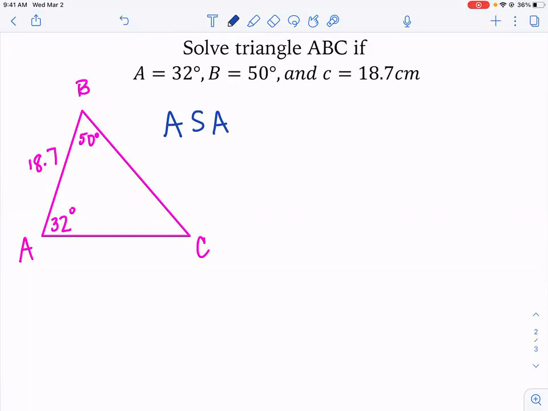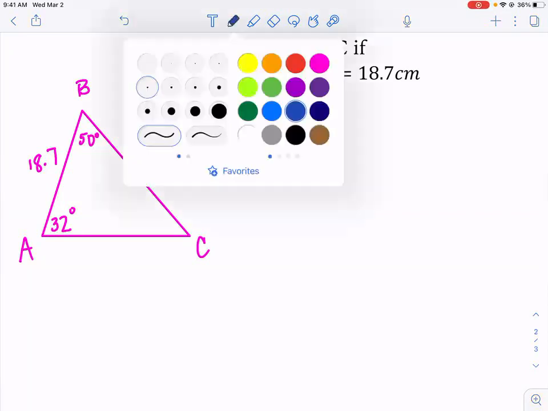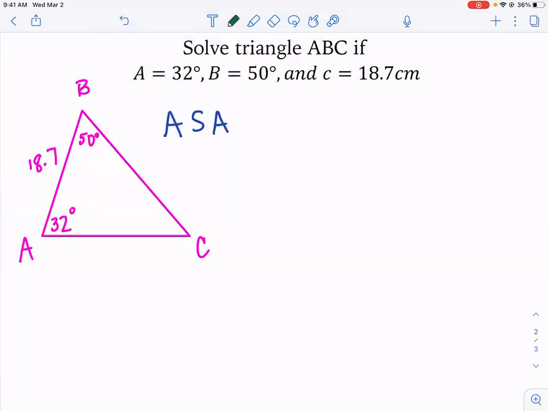Okay, now notice how we don't know a pair of information. What would be the easiest thing to find first? The other angle. What's true about our three angles? Okay, so angle C, we're going to take 180 and subtract out 50 and 32, which means angle C is what? 98 degrees.